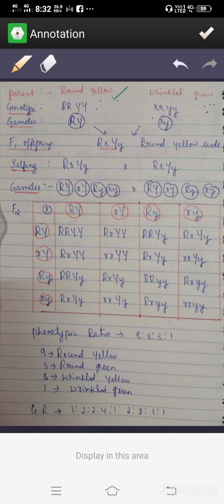So these gametes you have to take now. Since these are homozygous, instead of RR we took one R, and instead of capital YY we took one Y. And here small r, small y, since it is recessive. So he crossed these two gametes to get the F1 generation.